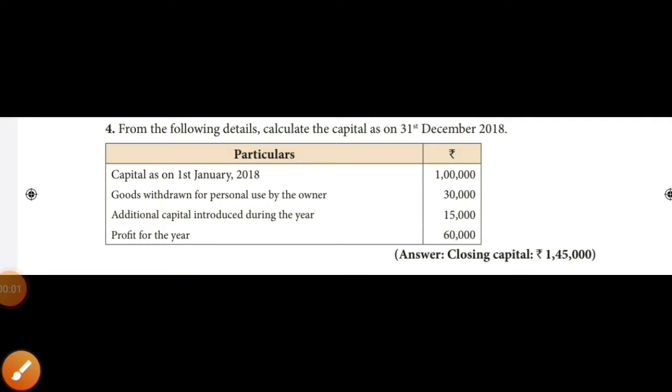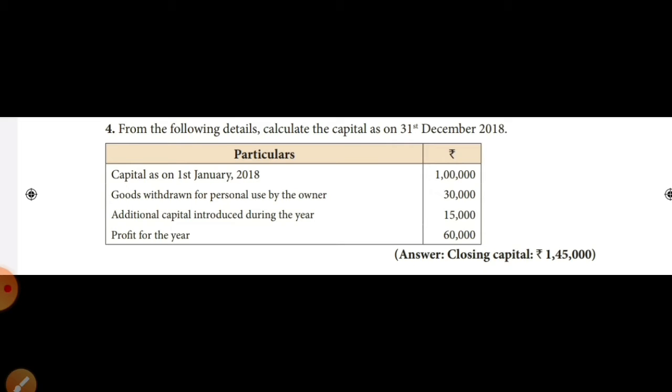Let us discuss now problem number 4. From the following details, calculate capital as on 31st December 2018. This very clearly states that we are going to find out the closing capital as the balancing figure, or this problem states that the missing figure will be the closing capital. So the problem will not have this information. In the previous problem number 3, we found out the missing figure as the opening capital. So here it will be the closing capital. So let us discuss the problem now.